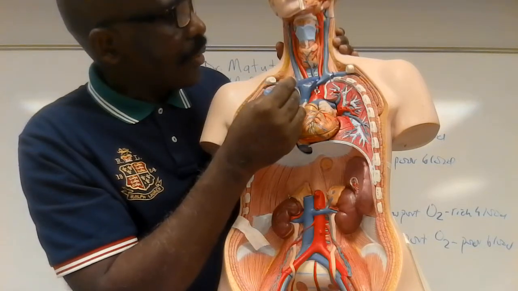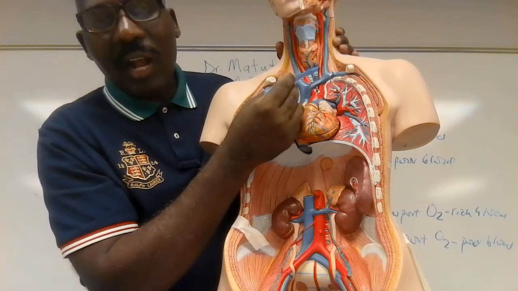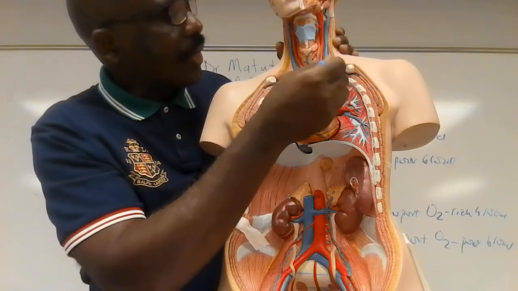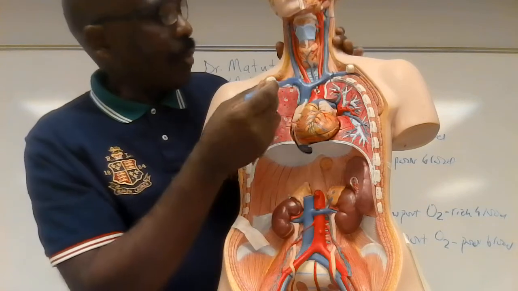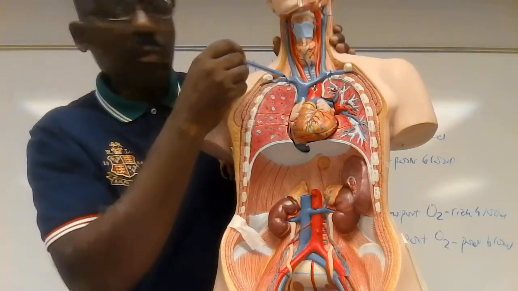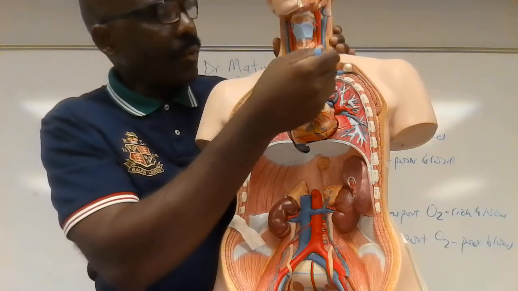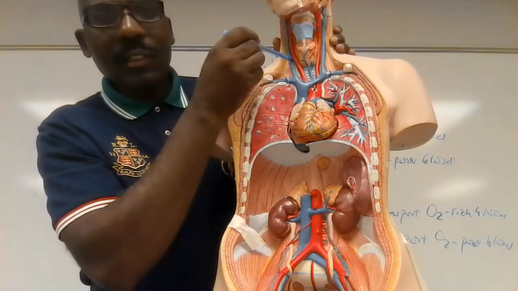Then the branch that moves superior, this is the carotid artery. So this is the carotid artery, and the one that goes lateral, this is the subclavian artery. We'll have that on both sides. So one more time, this is the carotid artery, and this is the subclavian. So we have left and right. Subclavian, carotid, subclavian, carotid.